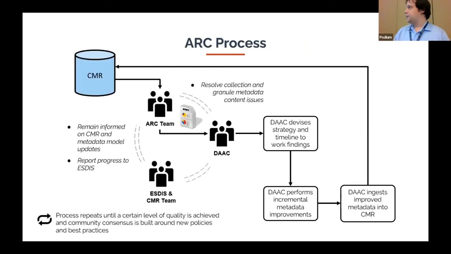So this is very much a collaboration between the ARC team, DAACs, and ESDIS to understand schemas and best practices, develop those best practices, and then assess and communicate the results of this assessment back to the DAACs for improvement. So this is a very high level process diagram, but you can see that for the process, we're fundamentally pulling metadata out of the CMR. The ARC team does their assessment and communicates this back to the DAACs, where based on the assessment, they devise a strategy and timeline, work through the findings, and then republish their metadata. And this is an ongoing process. So as community schemas and standards evolve, then this process will continue and the evaluation will continue.